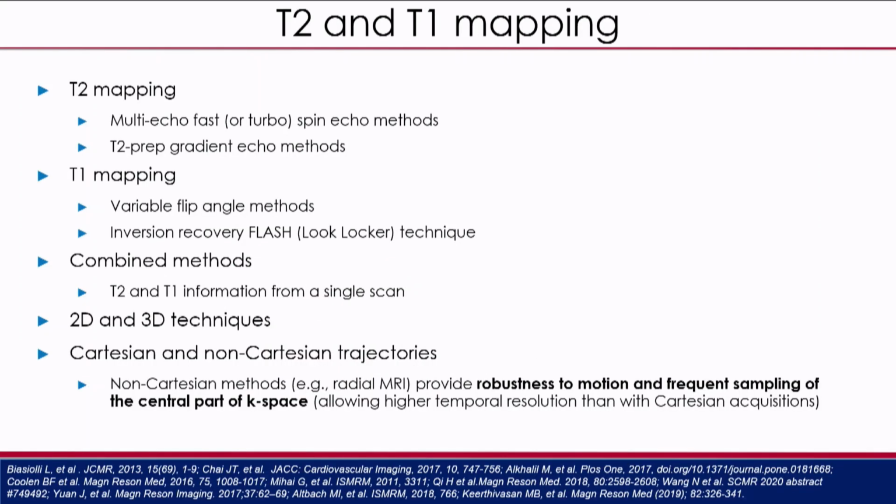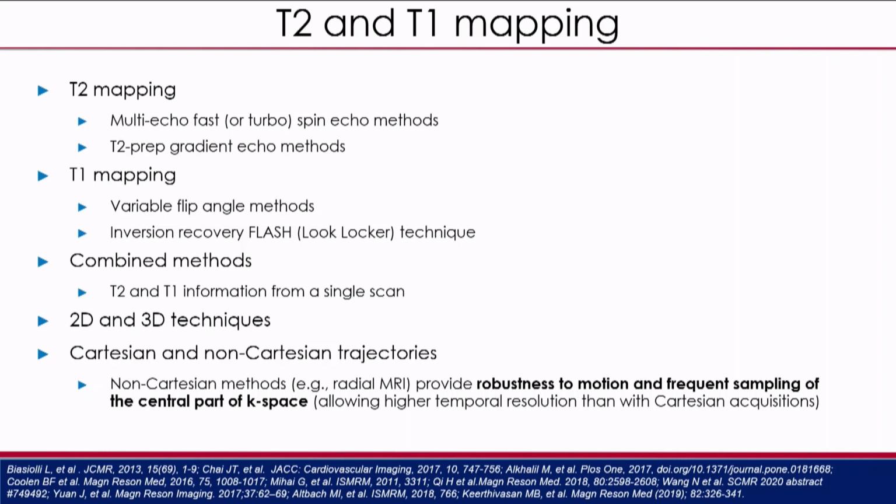So, and this is what people have done for T2 mapping. You will find papers using the conventional multi-echo fast spin echo techniques or T2 prep gradient echo. For T1 mapping, there's papers on variable flip angle methods or the ones with the inversion recovery FLASH, which is a Look-Locker technique. More recently, these combined methods, and you've heard these before, this multitasking approach where you can get T2 and T1 information from a single scan.